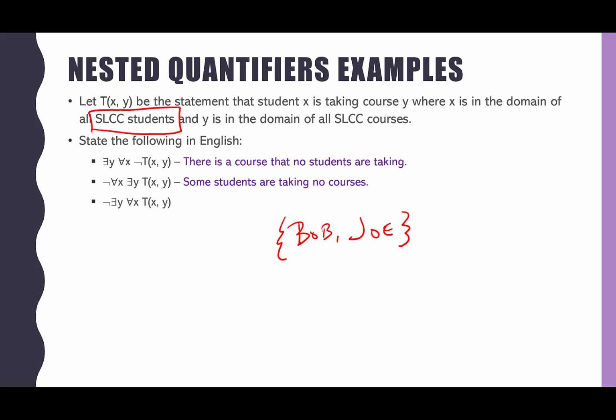Okay, so Bob and Joe. Again, I'm going to ignore the negation for just a moment. Without the negation here, let's start with X is Bob. When X is Bob, there exists some course, we'll call it 2430, such that Bob is taking 2430. Dig that?